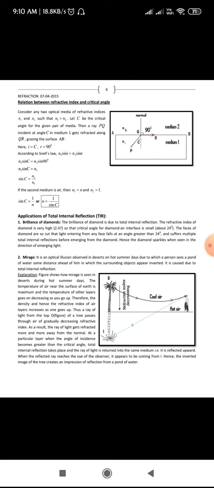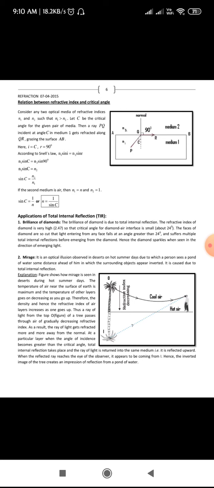So next we went through the relation between refractive index and critical angle. As you know, we have taken two media, medium 1 and medium 2. n1 is the refractive index of medium 1 and n2 is the refractive index of medium 2, where n1 is greater than n2. So we have just taken a ray which is moving from the denser medium. You can see PQ is the incident ray.